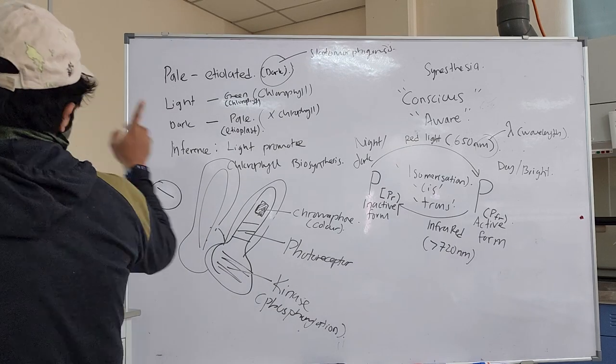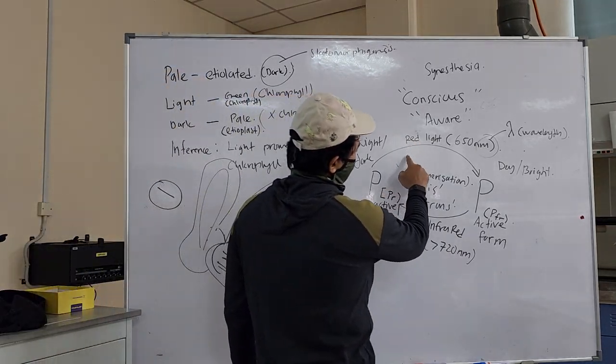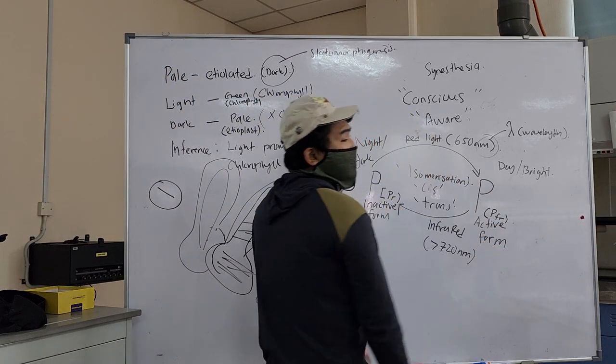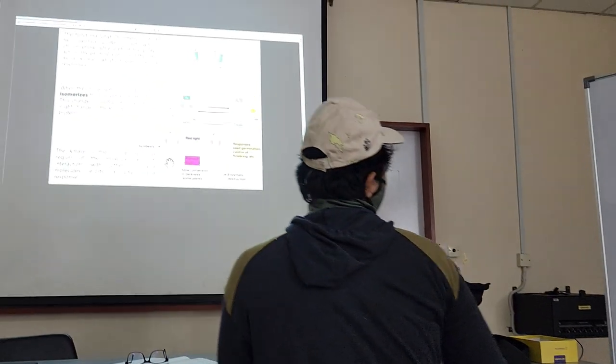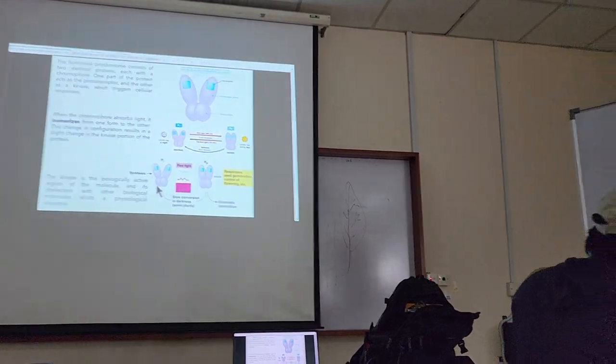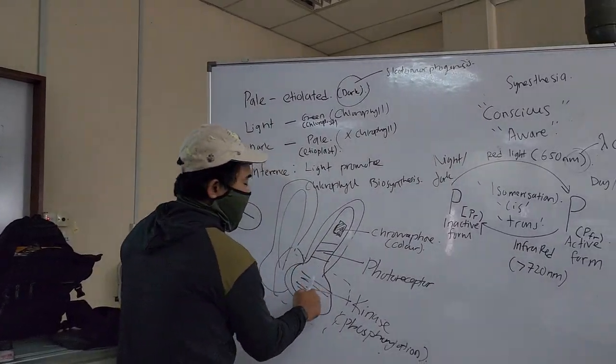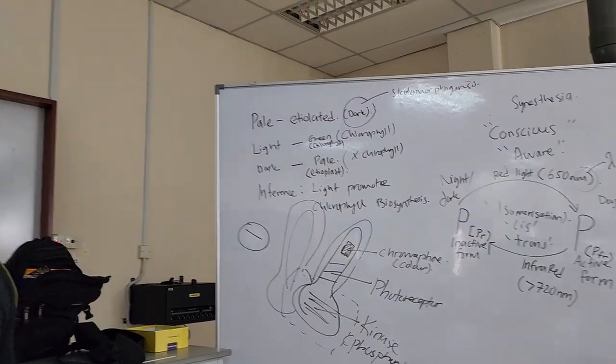So it has received this light and it becomes active. The moment it becomes active, or otherwise, this kinase will start to do the work. It will start to do the work. This is the kinase activity.